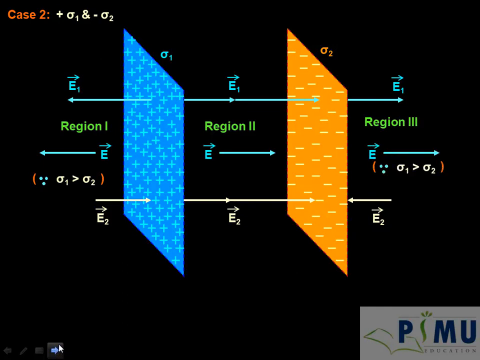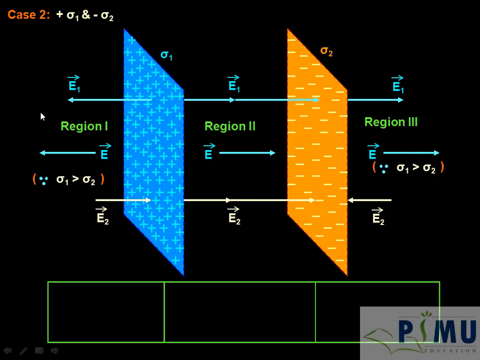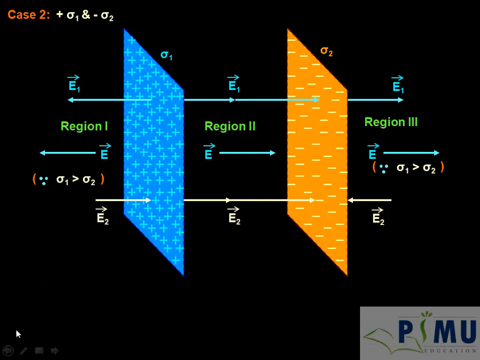So this will be the condition. For a positive plane sheet of charge, the electric field is directed away from it. So here E1 will be in this direction, here E1 will be in this direction, and here E1 will be in this direction, in this region 3.